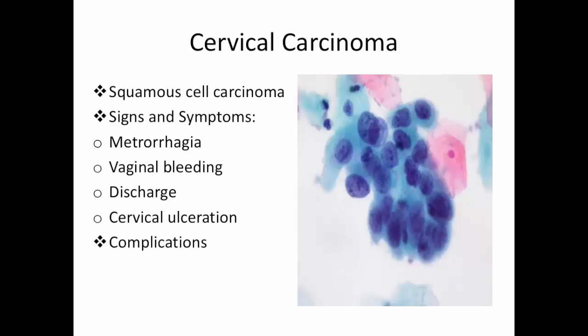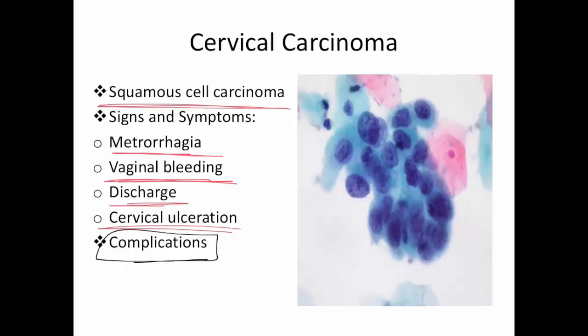Now here's where we talk about cervical carcinoma. Another reminder: the most common type is squamous cell. Presentation is usually asymptomatic, but you can have metrorrhagia, vaginal bleeding, especially postcoital, discharge, or cervical ulceration. Now the complications: the most common cause of death in people with cervical carcinoma is that the tumor will grow bigger and bigger until it obstructs the ureters, and then the urine flow will be obstructed, therefore causing hydronephrosis and death. That's the most common cause of death in cervical cancer patients.